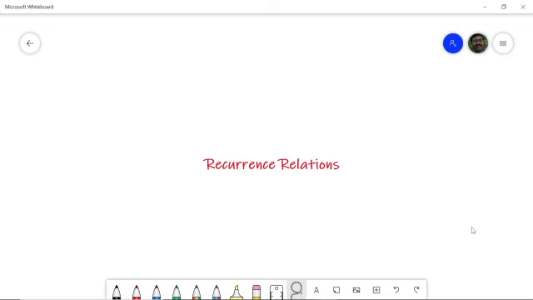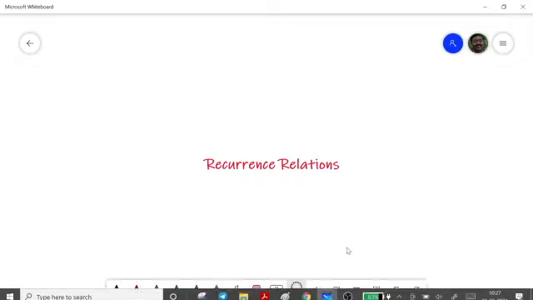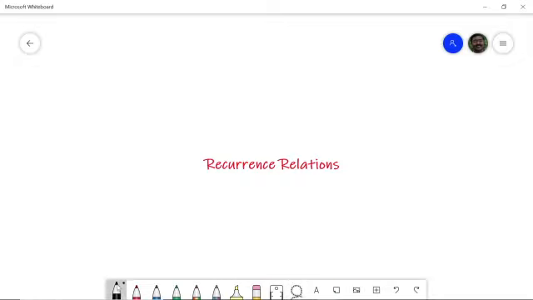Hi, in this session we'll discuss recurrence relations. Okay, so we all know what a sequence is. We have seen sequences from the lower classes. What is a sequence? It's basically an ordered list of numbers. For example, 1, 2, 3, 4, etc.